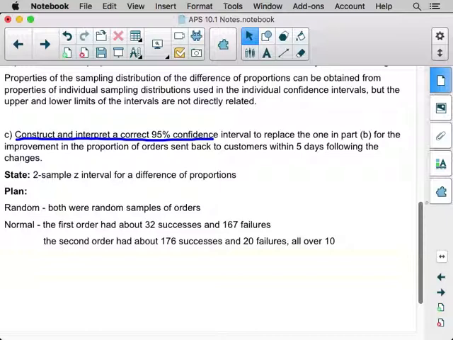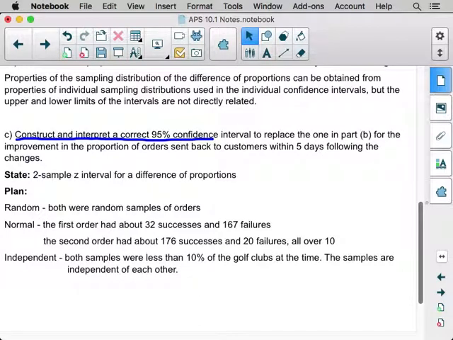And again, you do always have to explicitly state that all of those values are over 10. I remind you of this a lot: if you forget that, they deem that as just stating the condition, not checking your condition on the AP exam. So I am a stickler for that, to make sure that you do include this piece right here. And then what's the last thing we check for? Independent. So both samples should have been less than all the golf clubs at that time, and the samples should be independent from each other. That is a reasonable assumption to make.